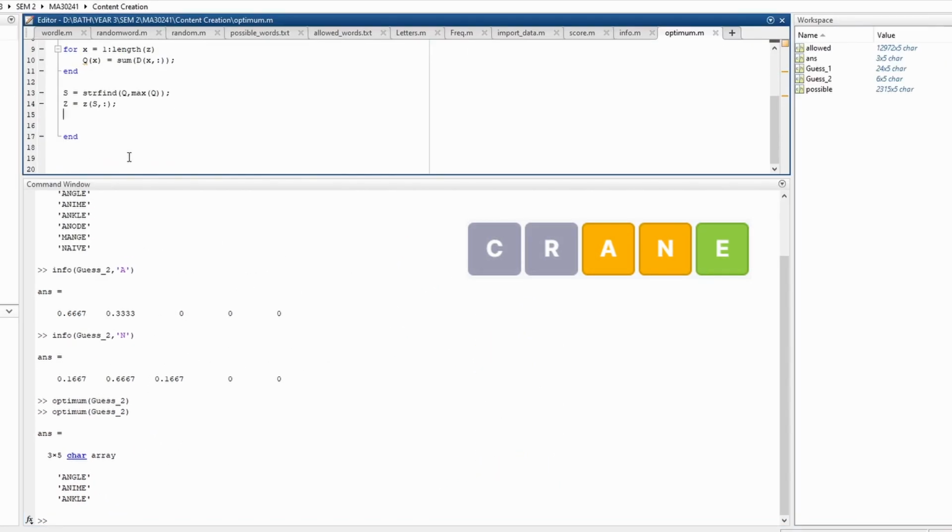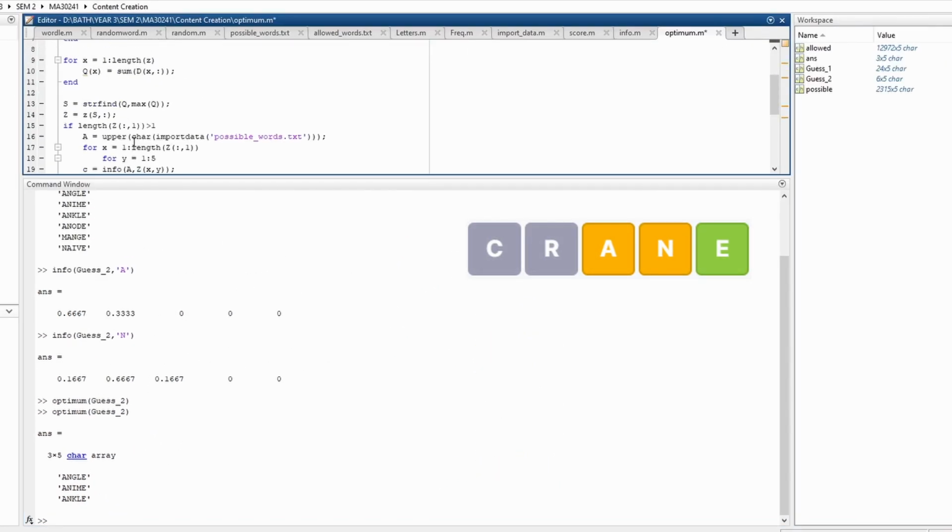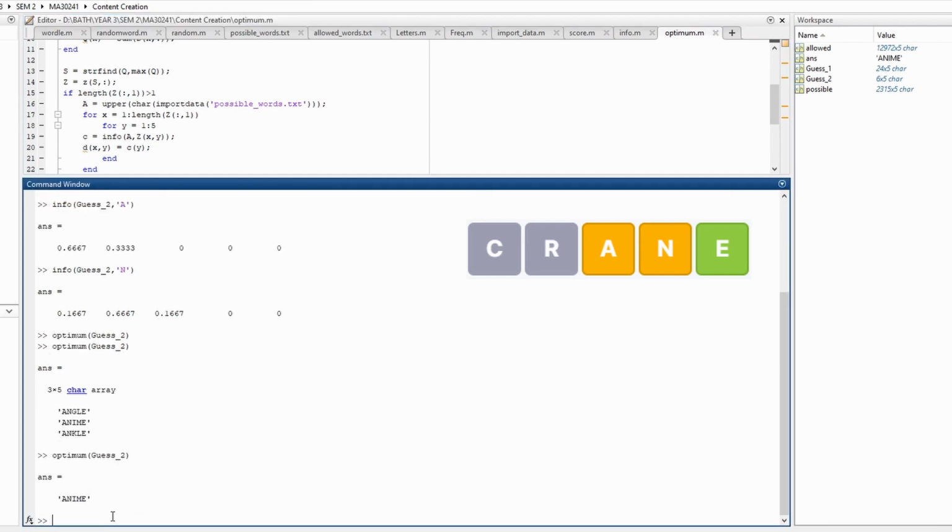So I've altered my code now so that if the length of the output, i.e. the number of outputs, is more than 1, it runs the code again, but applying these words and the probabilities of each letter appearing in each slot, but over the whole domain of possible words. So in this case, we would get the word anime to be the answer. And now if we were to use this word as our second guess, we actually get it correct. So we were really lucky and managed to get it in 2 goes using this code.